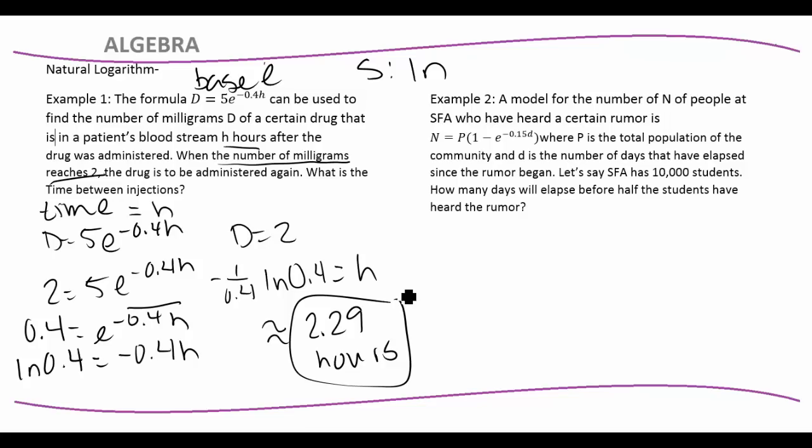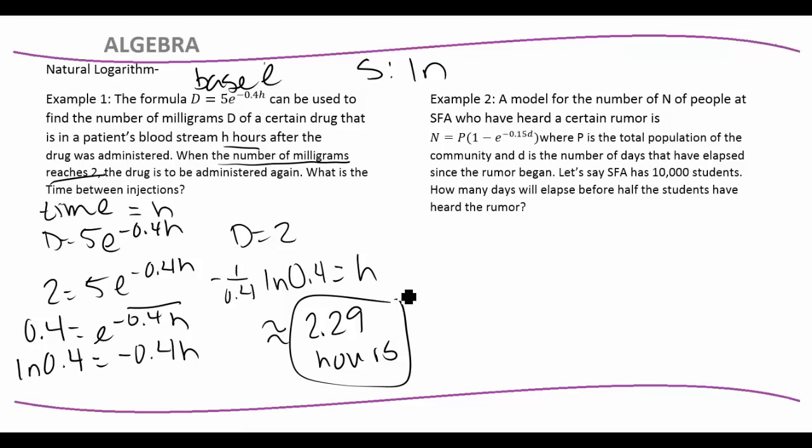Now example 2. A model for the number n of people at SFA who have heard a certain rumor is n equals p times 1 minus e to the negative 0.15d, where p is the total population of the community and d is the number of days that have elapsed since the rumor began. Let's say SFA has 10,000 students. How many days will elapse before half the students have heard the rumor?